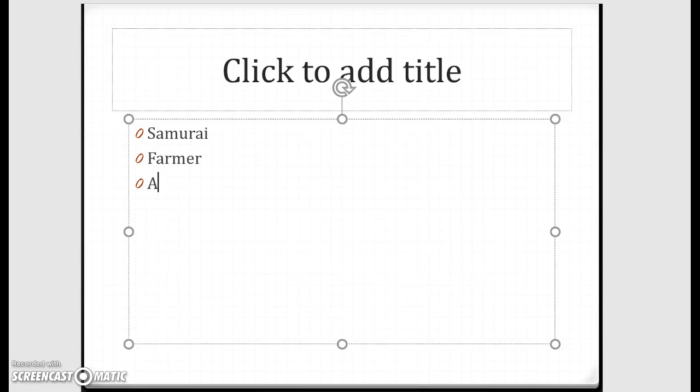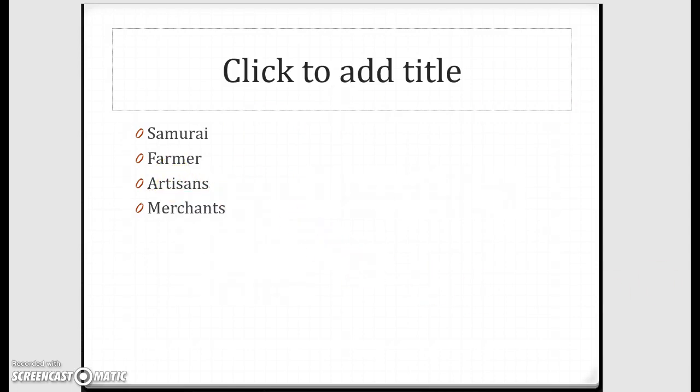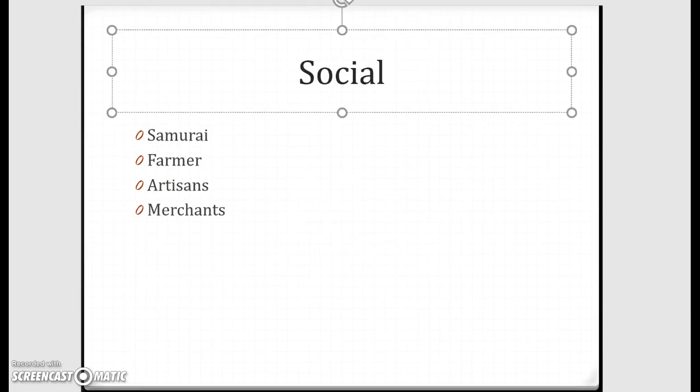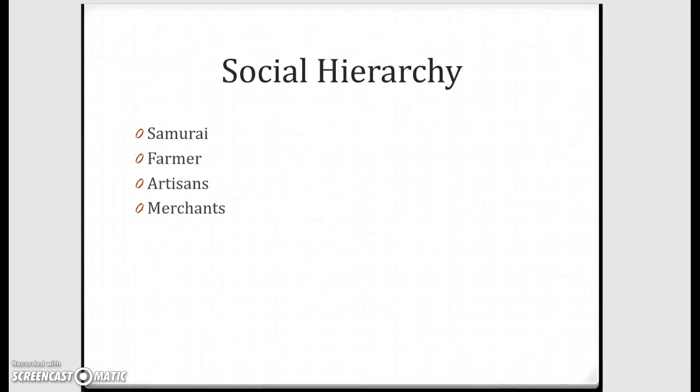You have the artisans, and then finally you have the merchants. They spelled artisans correctly. Yeah, correct. That's the other spelling here. Okay, so this is the social hierarchy in Japan quite some years ago.